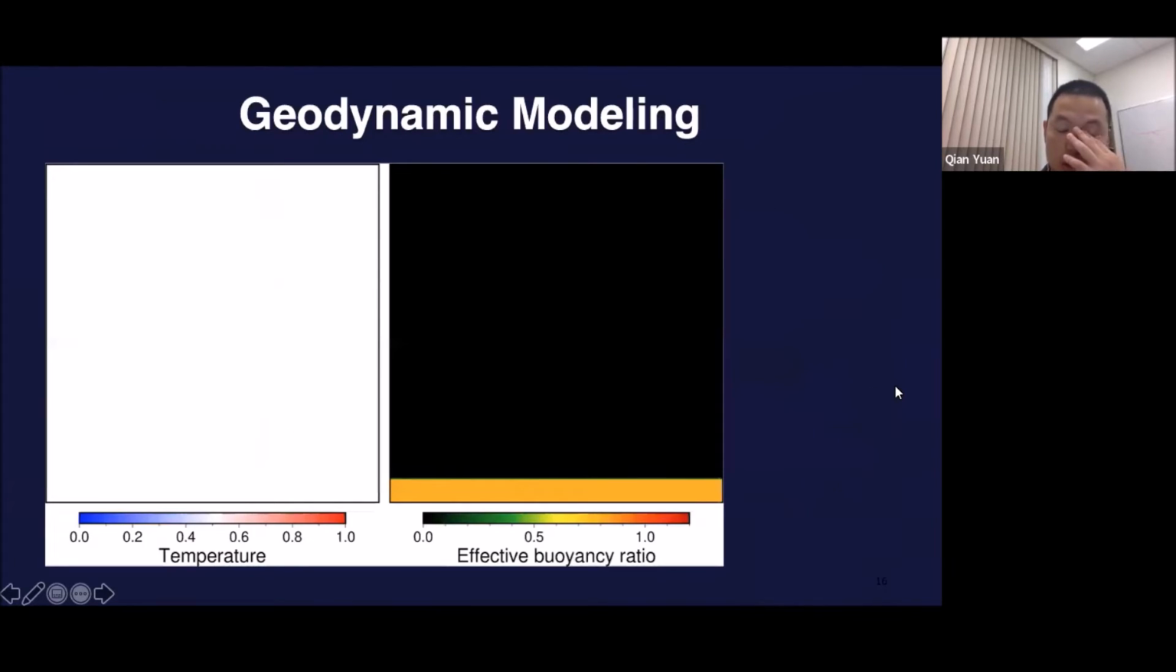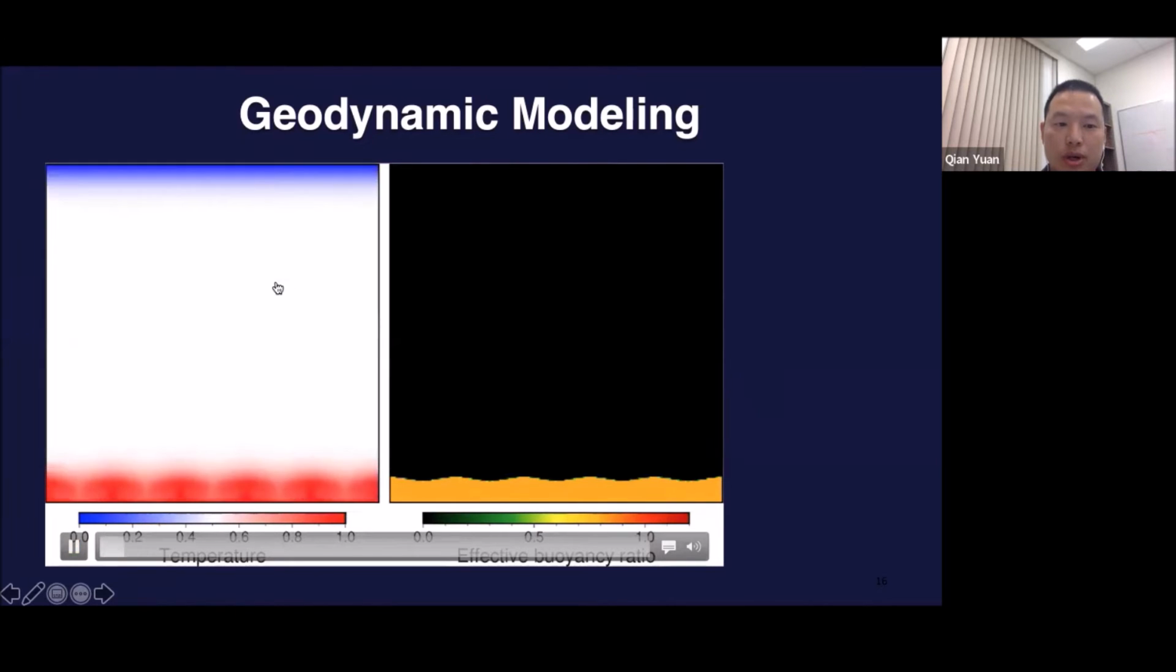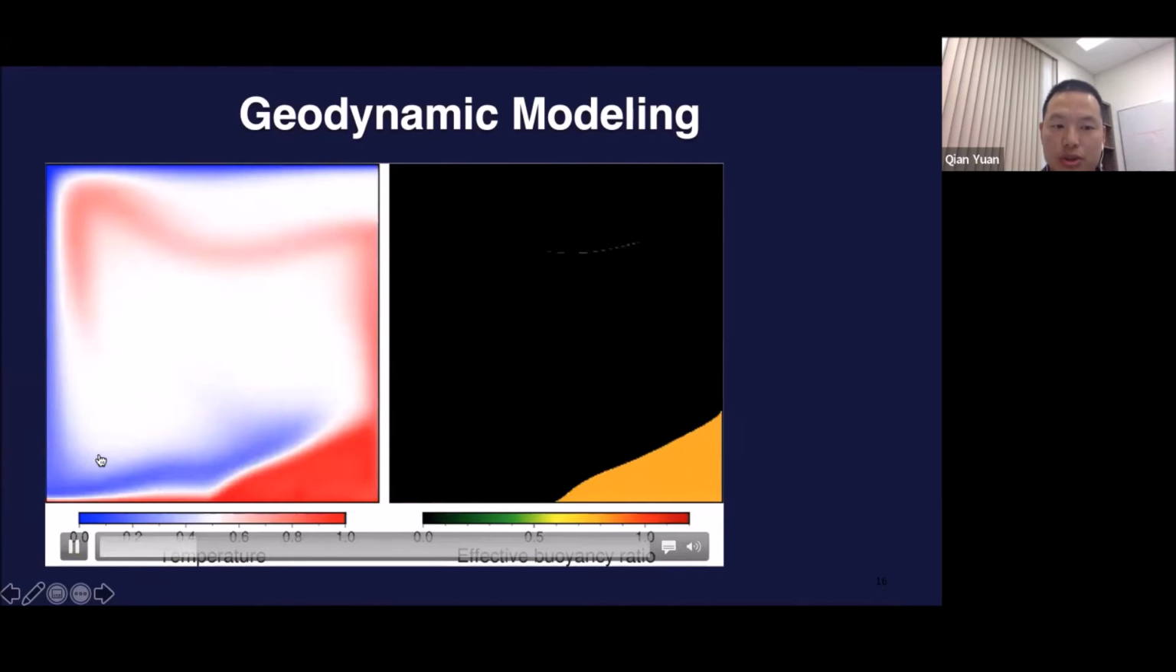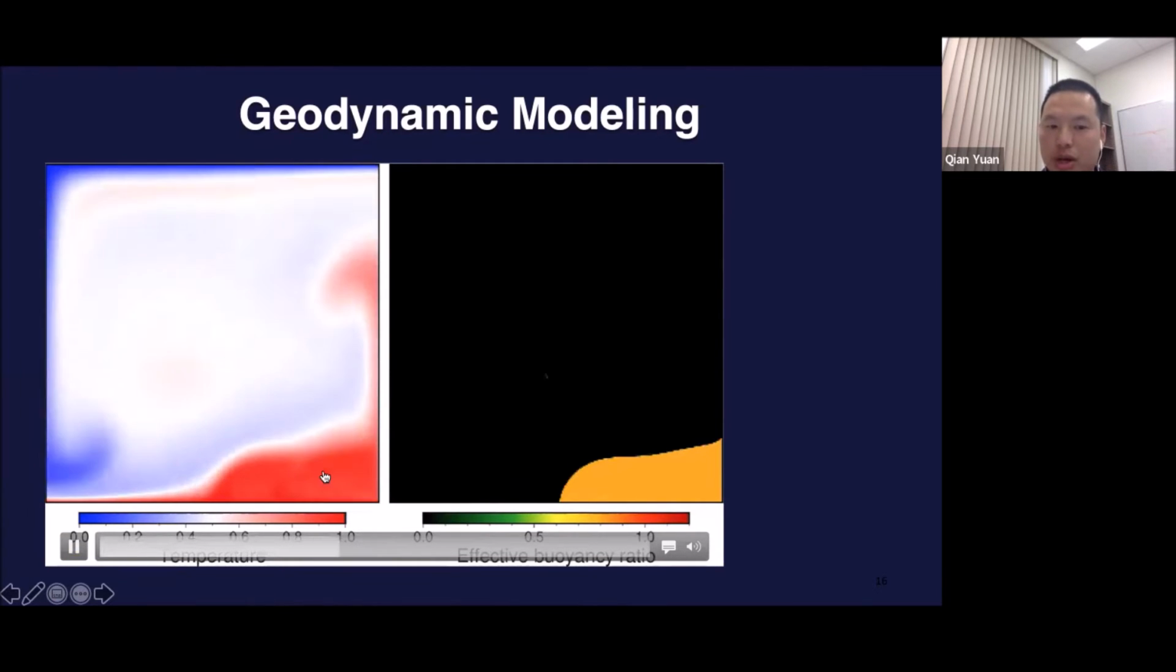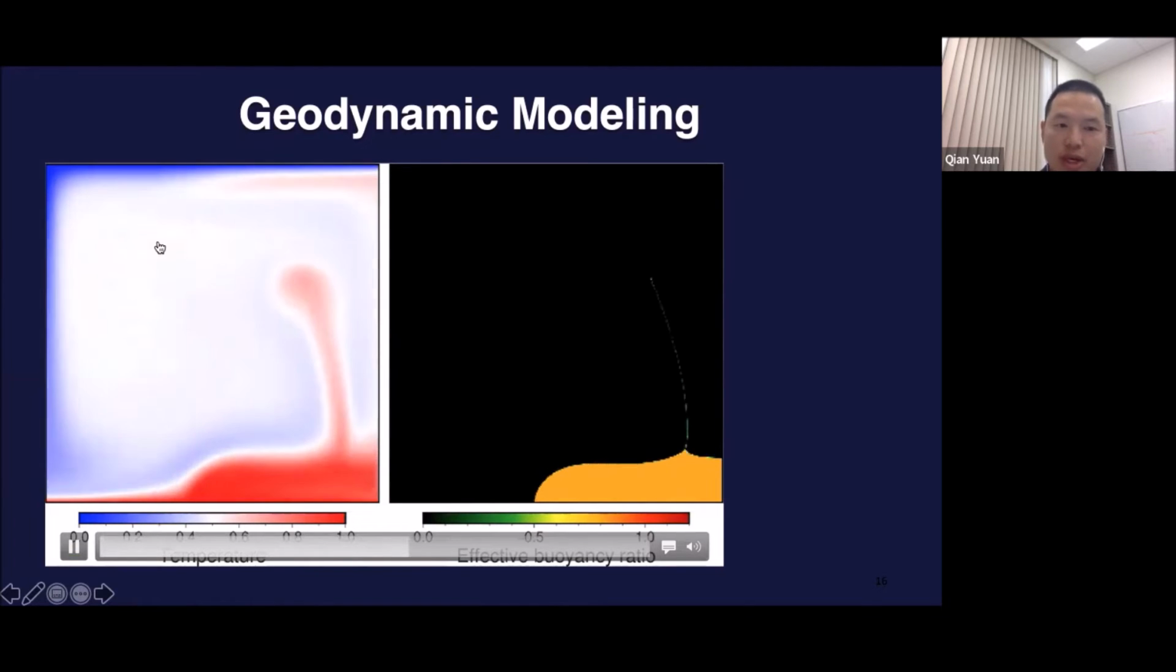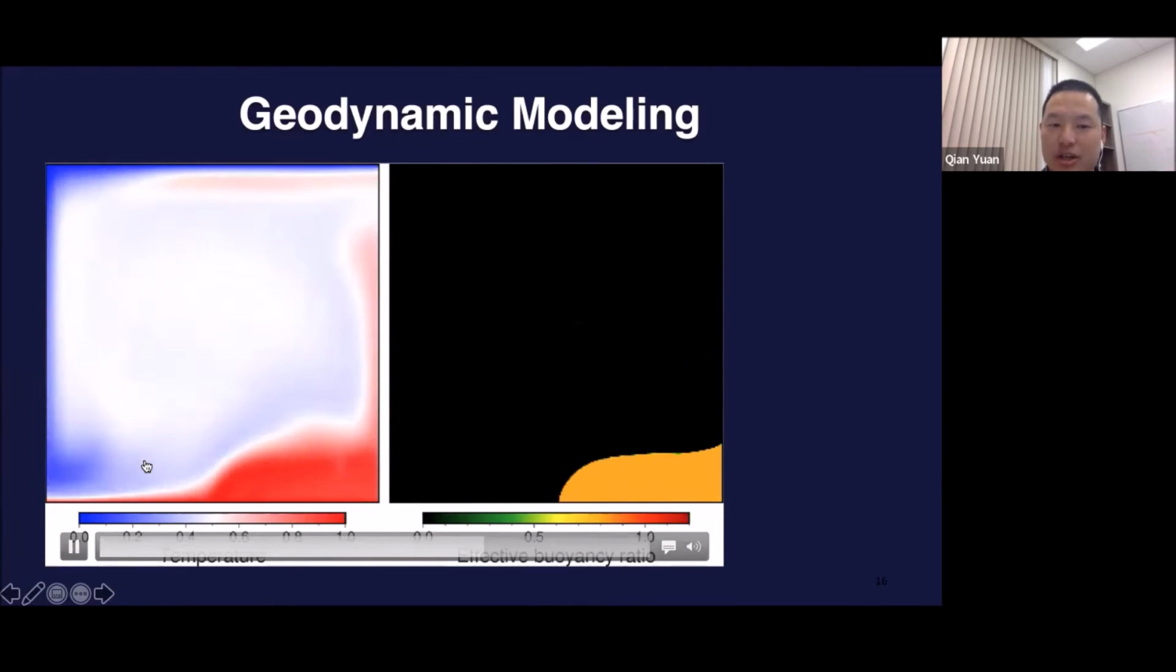So I show a reference model. It's very simple. It's probably the simplest model in the geodynamic field in the past decades. It's a 1-by-1 box. Here I show the temperature field, and here I show the compositional field. Initially I put a global layer at the bottom to simulate the blobs. As we can see in this simple model, when the cold downwelling starts to sink, this thermochemical pile or blob will be pushed to the right side of the boundary. If you run the case longer, it will reach a kind of steady state.